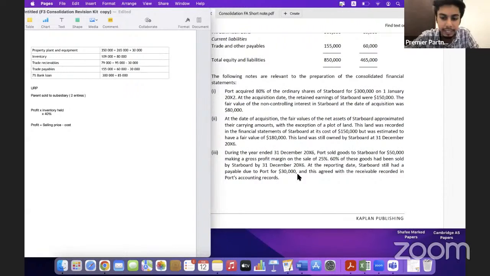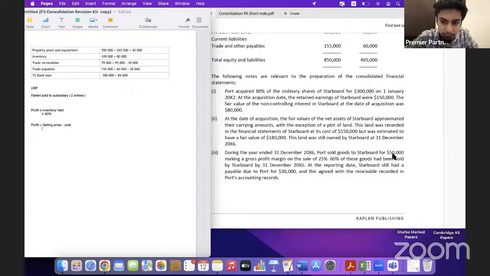Okay, right. And then over here, they are telling us this is a 60. By making a gross profit margin of 25% on sales. That means, guys, on the selling price, these people are seeing 25%. So now we have to calculate the profit. So how to calculate the profit, guys? Look at this one.